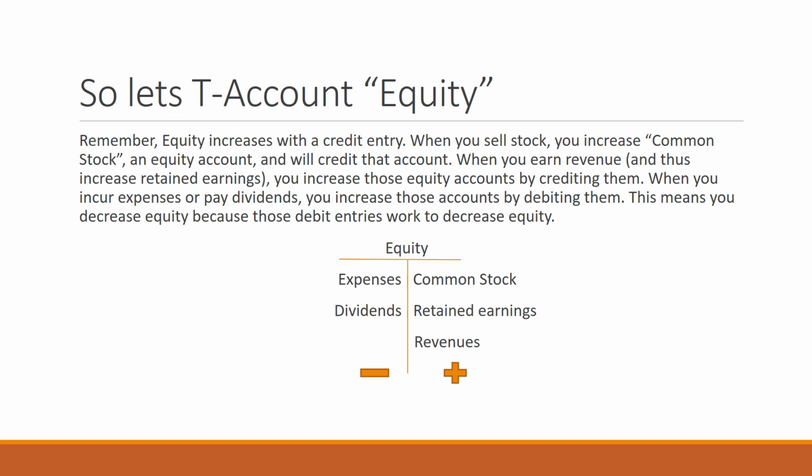Remember, equities increase with a credit entry. When we sell stock, we will increase common stock, an equity account, and we'll credit that account to signify that there are common stock outstanding. When we earn revenue, we will increase retained earnings, and this increases those equity accounts by crediting them. Now, when we incur expenses or pay dividends, we increase those accounts by debiting them. This means we decrease equity because those debit entries work to decrease equity.